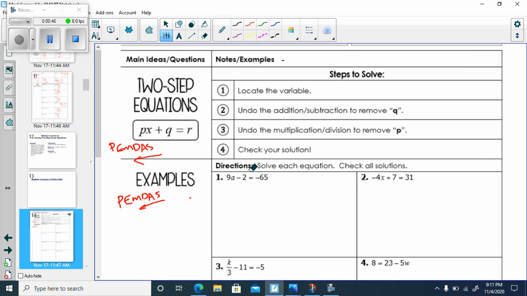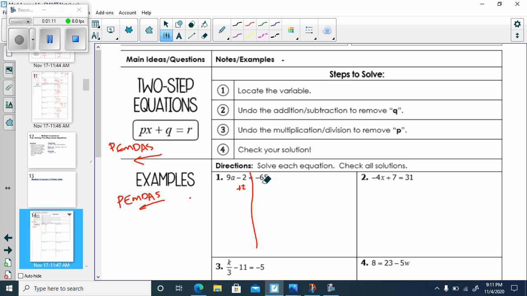9a minus 2 equals negative 65. If I've got that, I'm trying to solve for the a. When you're crossing the equal sign and you're solving for a variable, work PEMDAS in the opposite direction. In other words, we're going to take care of any addition or subtraction first. This should be a review from years past. See how this is 9 times a minus 2 equals negative 65?